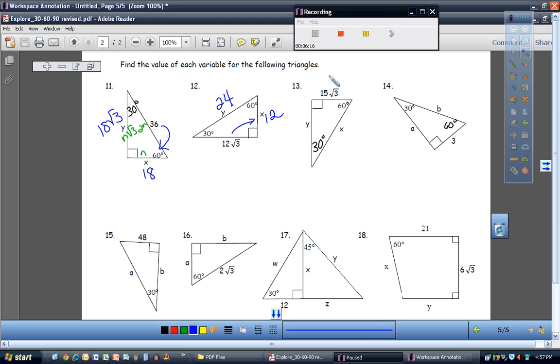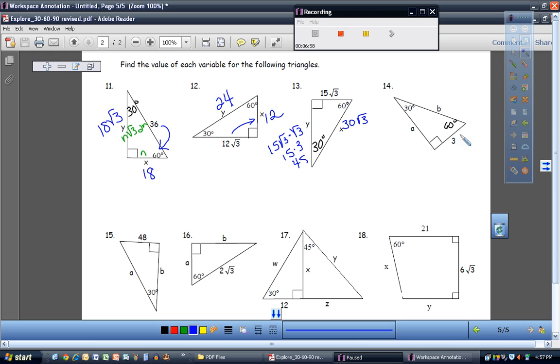Okay, my short leg is 15 square root of 3. To get to my hypotenuse, I multiply by 2. 15 times 2 is 30, and you just leave the square root of 3. To get from my short leg to my long leg, I multiply by the square root of 3, and 15 times the square root of 3 times the square root of 3 is the same as 15 times 3, because the square root of 3 times the square root of 3 is 3. So this leg is 45 units long.